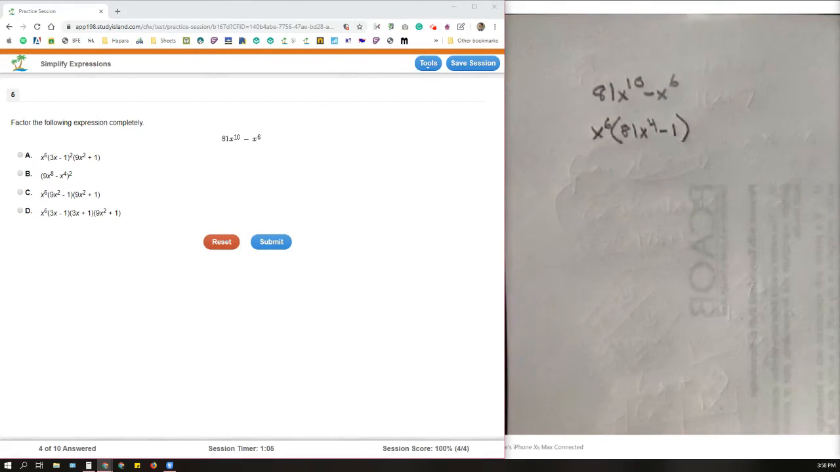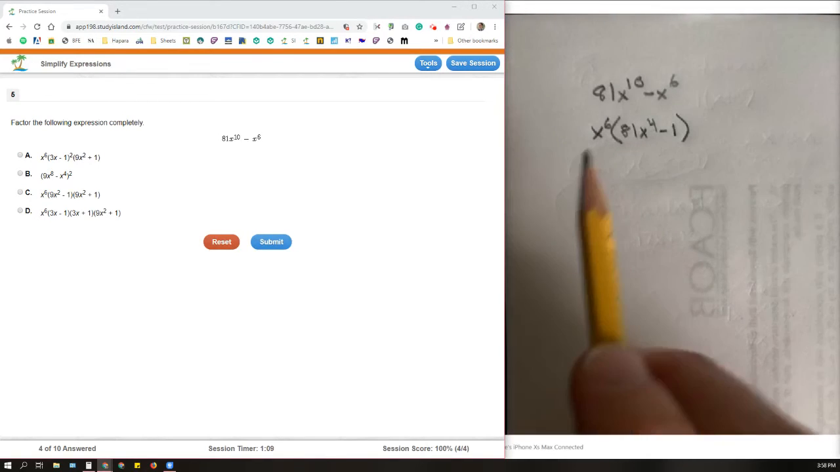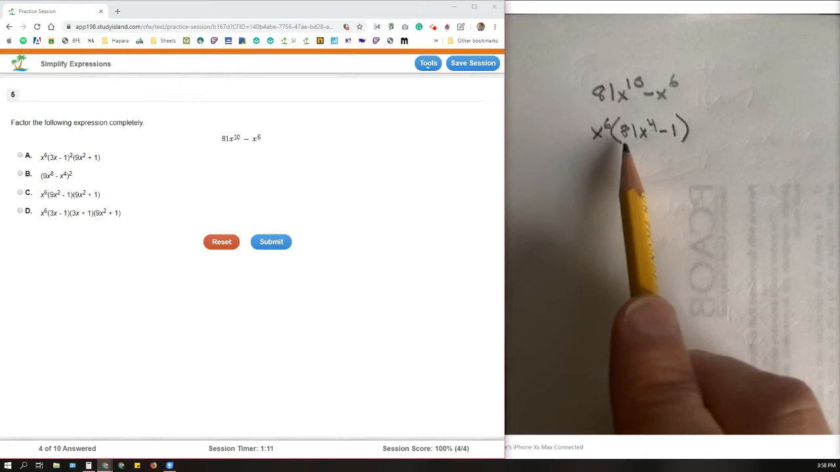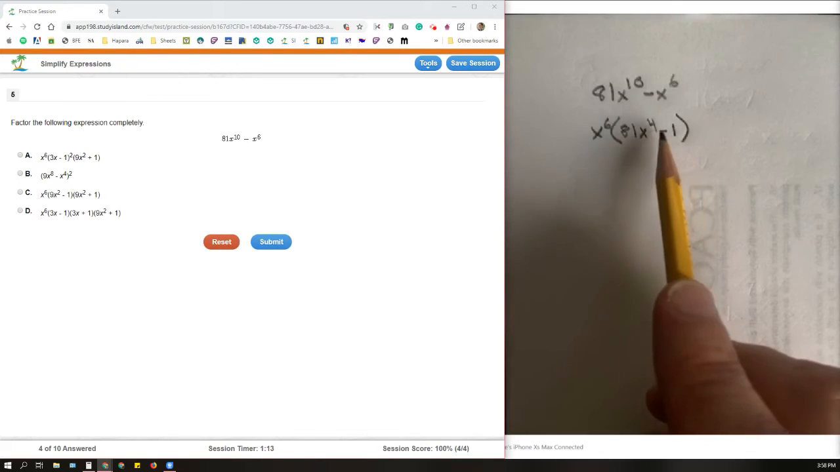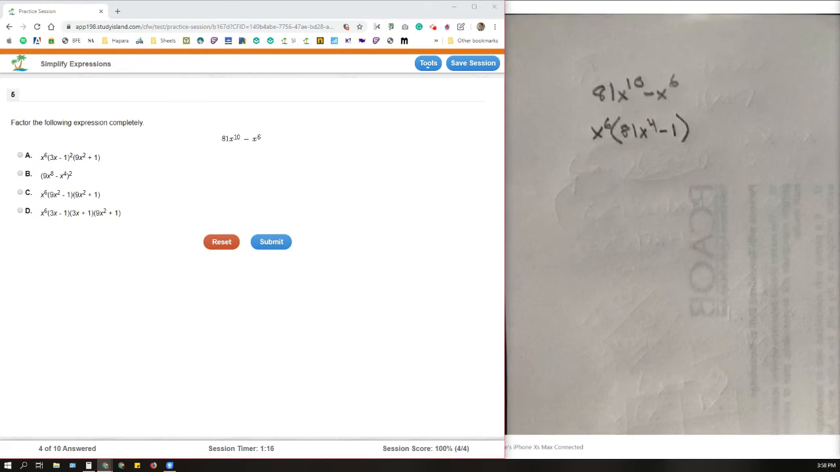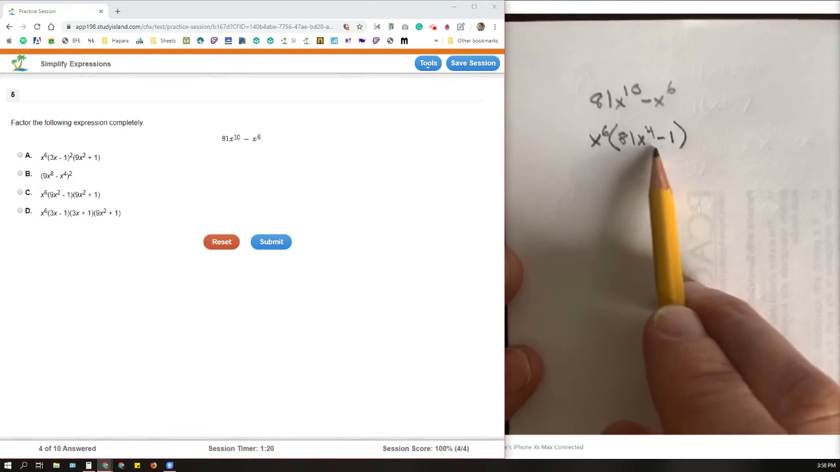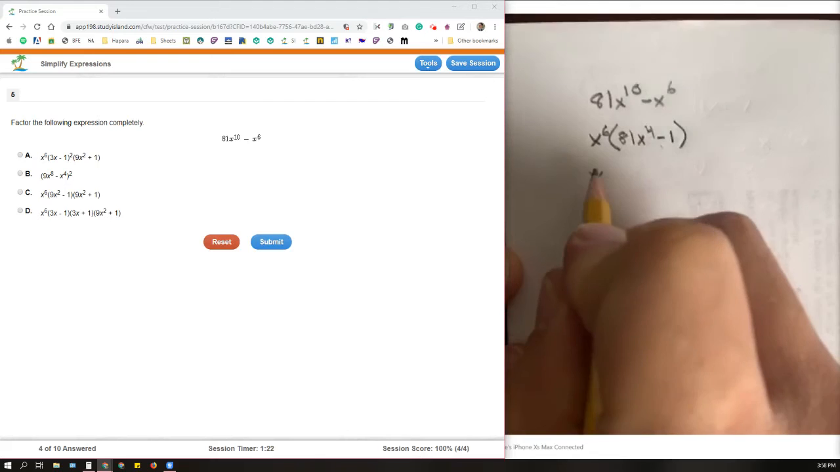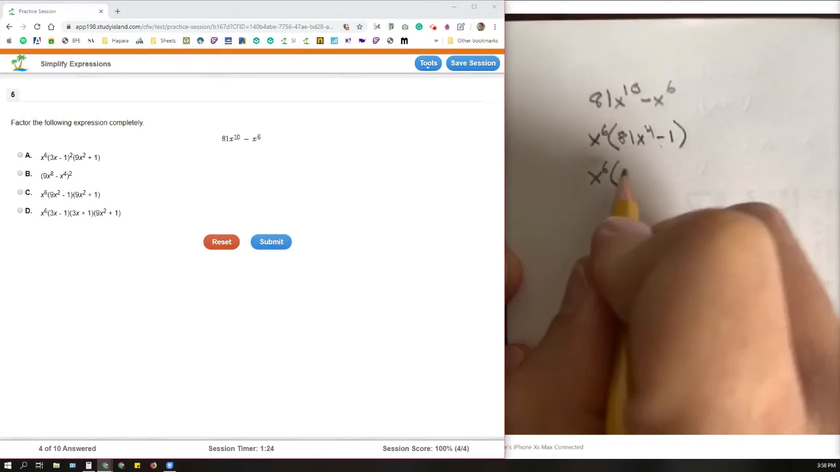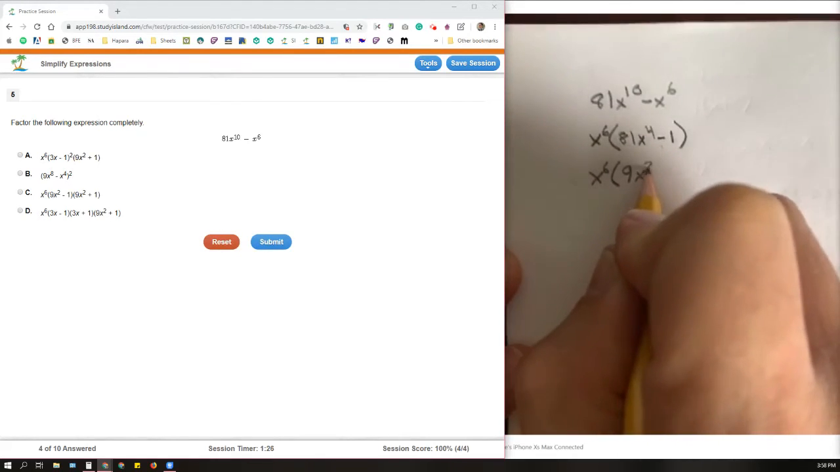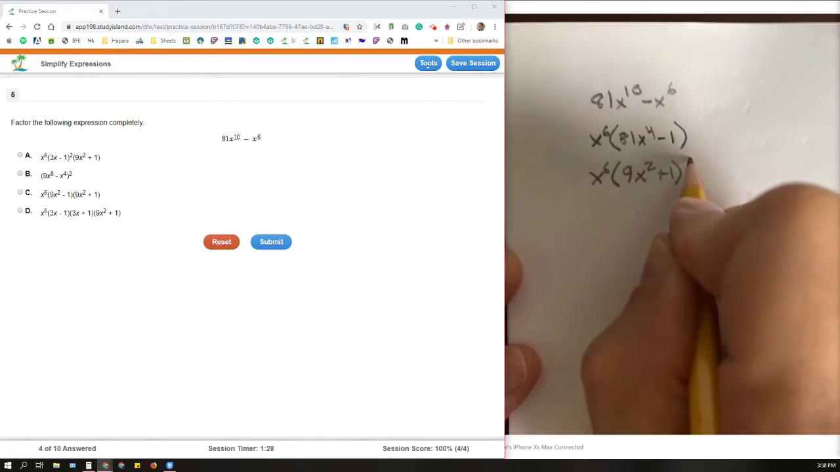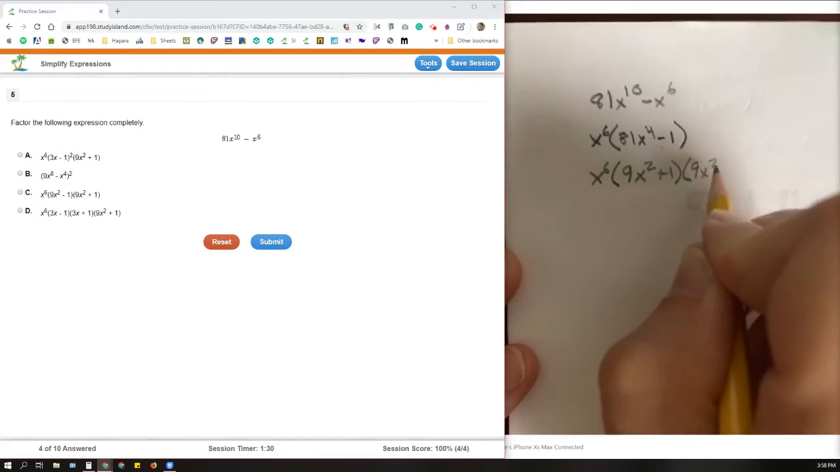Now, both of those are perfect squares. 81x to the 4th, that's a perfect square coefficient in 81, and we have an even number exponent with 4. So we have 81x to the 4th as a perfect square, and so is 1. So now we have the difference of two squares, and we can break it up. X to the 6th times 9x squared plus 1 times 9x squared minus 1.